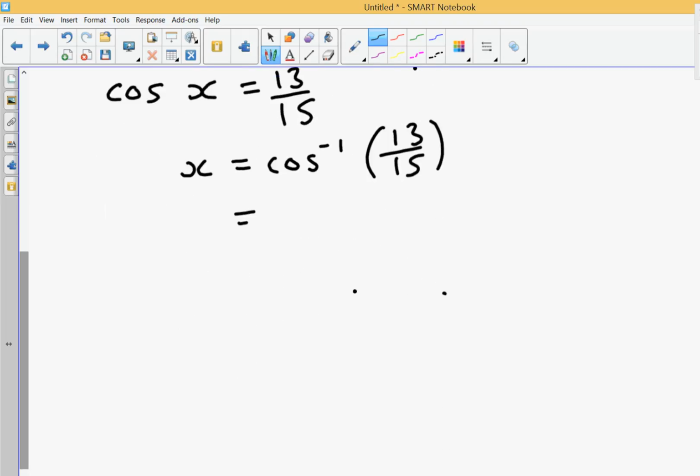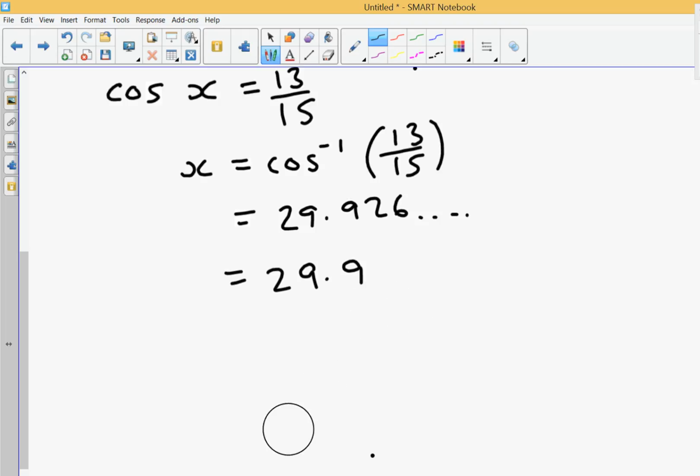Now, once I type that into my calculator, which of course I've made sure is in degrees mode, I get an answer of 29.926, so on, which with three significant figures is 29.9.